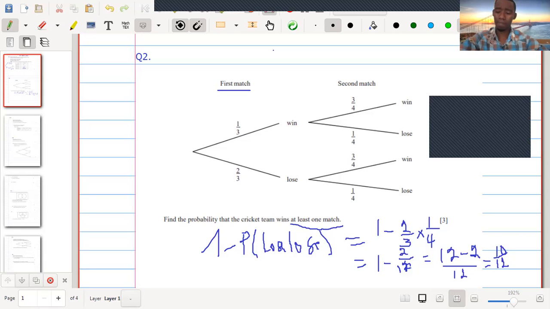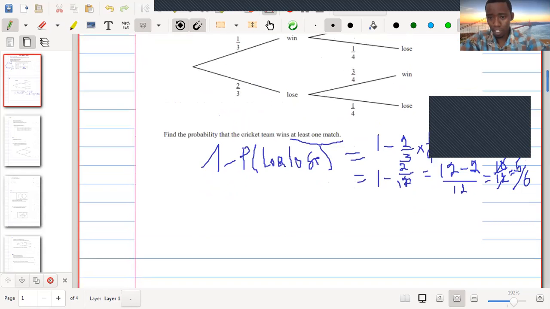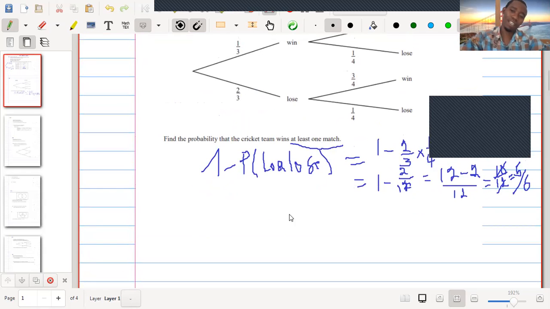Then you simplify by 2: 5, by 2: 6, so that would be 5 over 6. The probability of winning at least one match is 5 over 6. Then you get your 3 marks. So here we found this, but someone may find it by using the other way and get the answer. Is this one clear? I think it's clear.